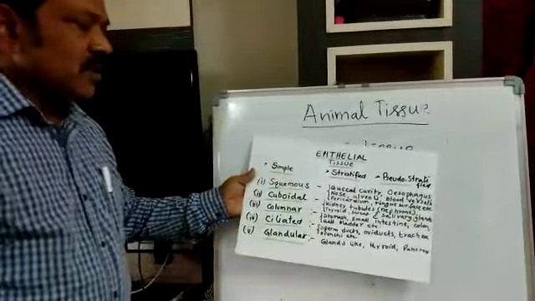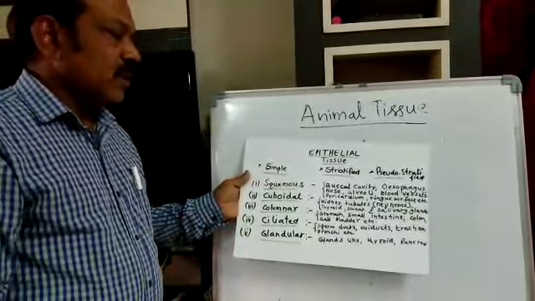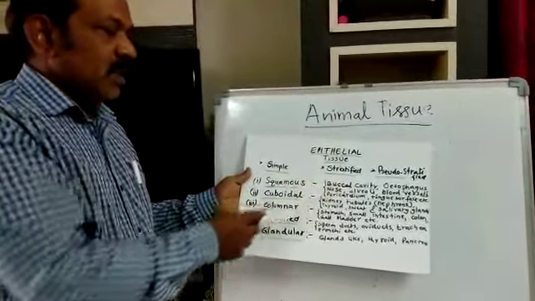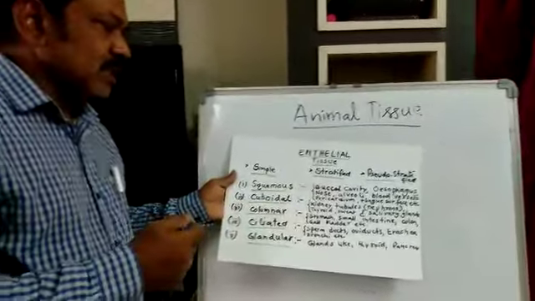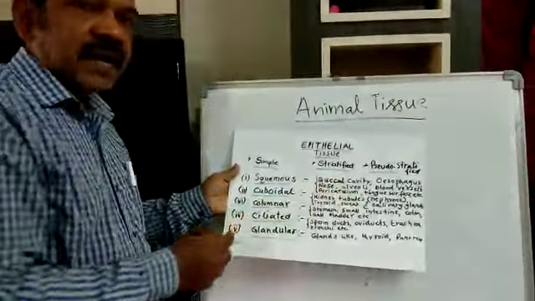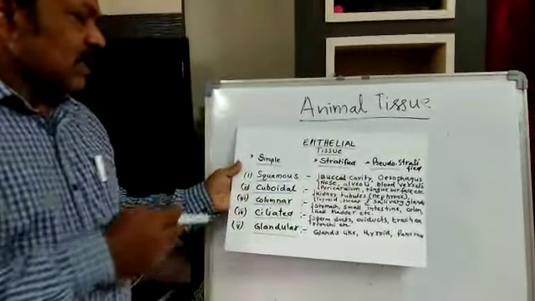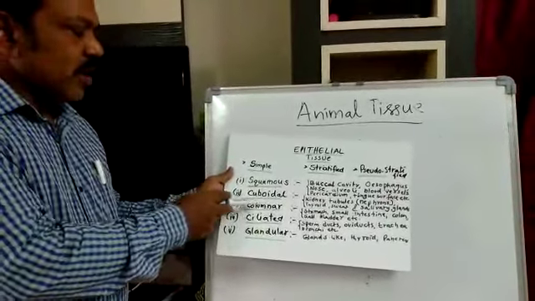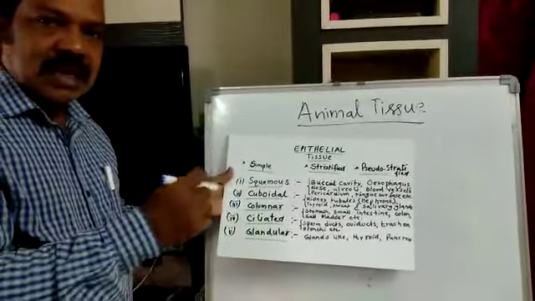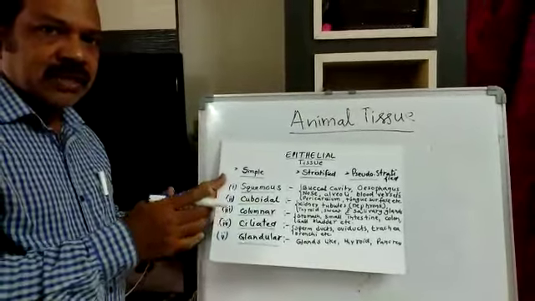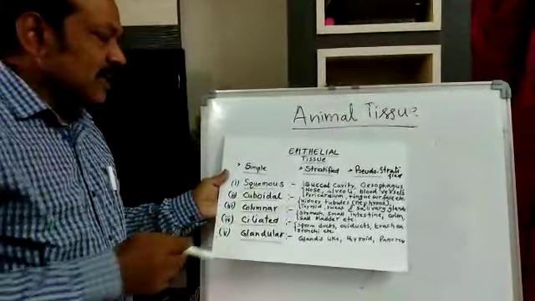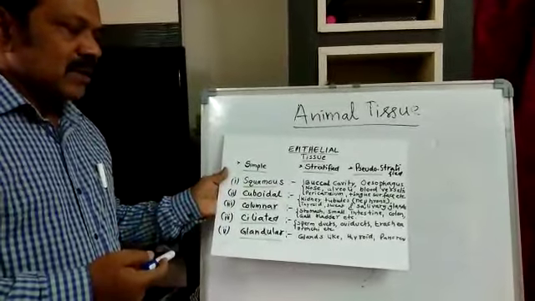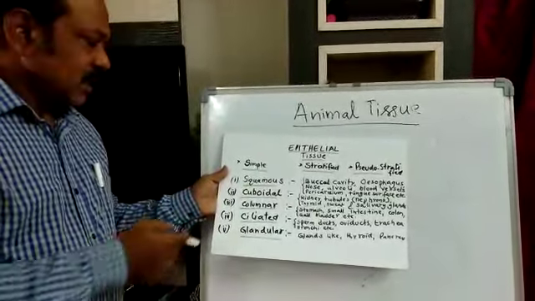Squamous epithelium is particularly found in the buccal cavity, esophagus, nose, alveoli, blood vessels, pericardium, which is around our chest, and the surface of our tongue, all these areas. The type of tissue is squamous epithelium. Cuboidal epithelium: the cells are in the shape of cubes. They are present in kidney tubules, that is nephrons, and also sometimes in thyroid glands and sweat glands.